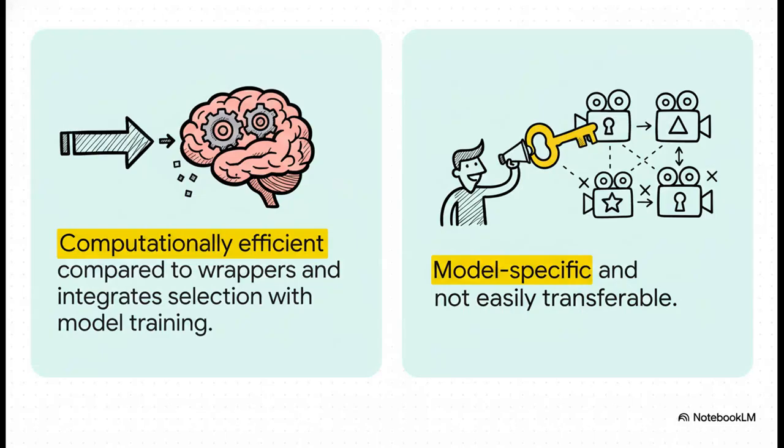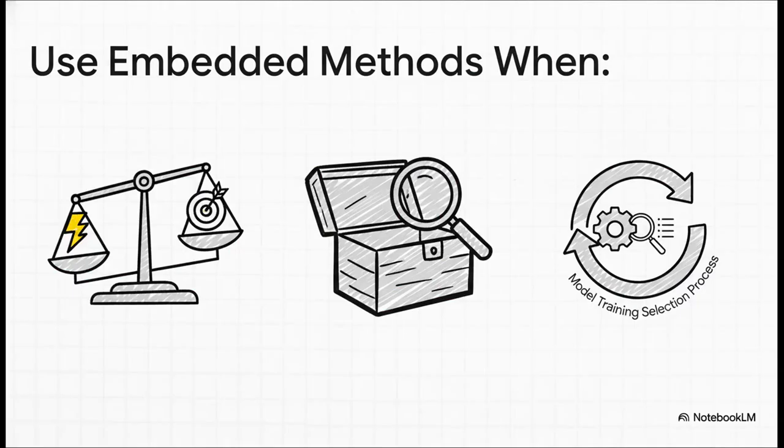And this gives you a really smart balance. Embedded methods are way more efficient than those slow wrapper methods, but they're still model-aware, so they understand feature chemistry, unlike the filter methods. The only real drawback is that they're director-specific. The selection process is tied to a specific model, so the features a lasso model loves might not be the same ones a random forest would pick. This makes embedded methods a fantastic choice when you're looking for that perfect sweet spot between performance and efficiency.